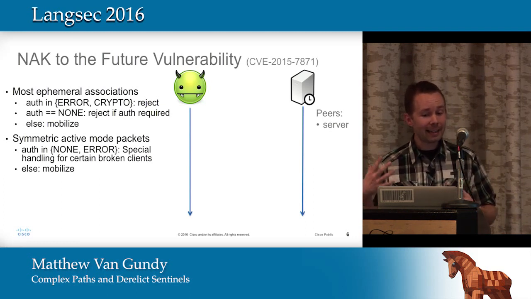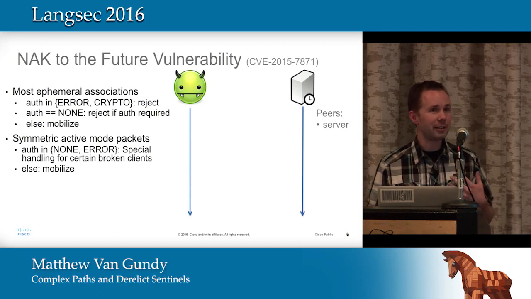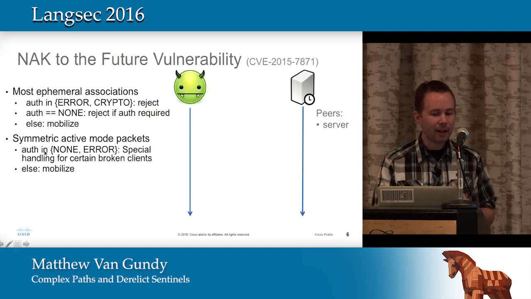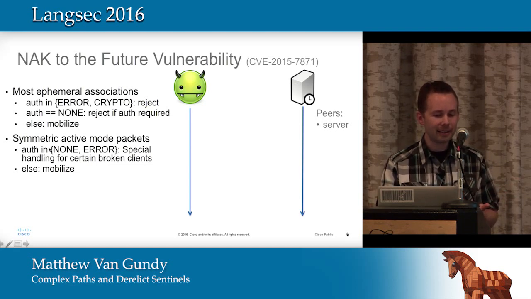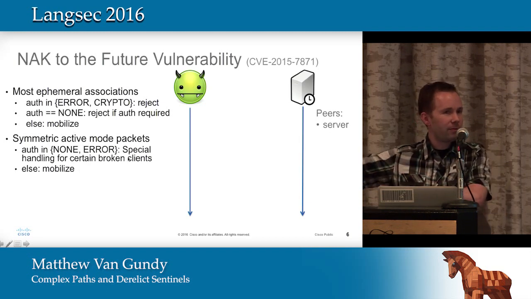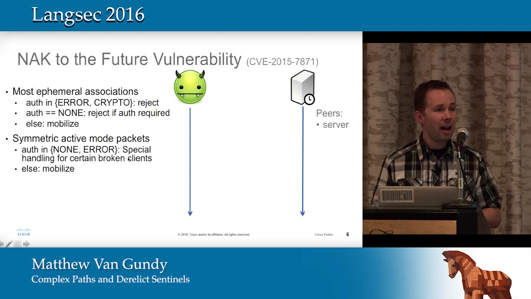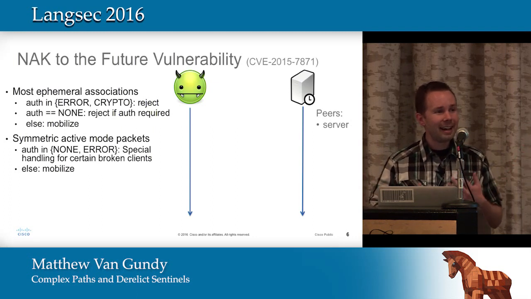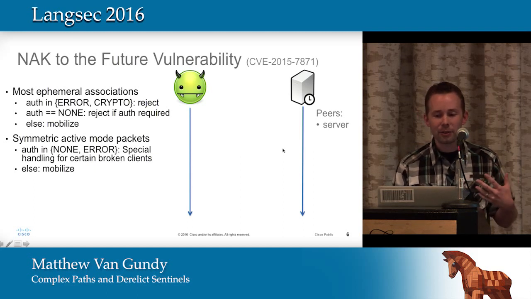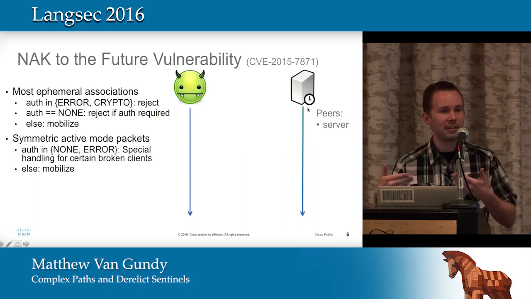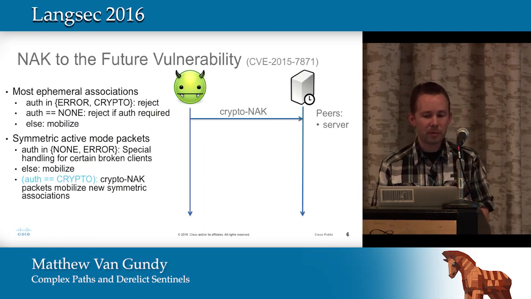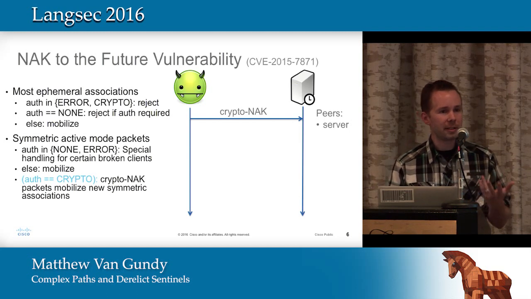Unfortunately, for symmetric active mode packets, they introduced some additional logic to try and maintain compatibility with some broken clients. Basically, they said, all right, if authentication is not enabled or there's an error, we're going to fall down into the special code for special clients. Otherwise, mobilize an association. And they forgot to cover the crypto NAC case, which means that all an attacker has to do to induce a victim to set up an association and synchronize time with it is send them one of these unauthenticated crypto NAC packets. And it'll set up this association.